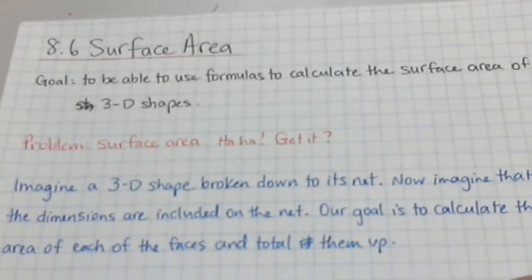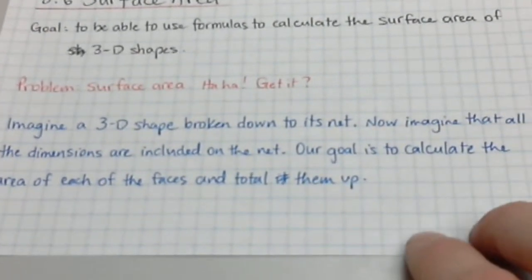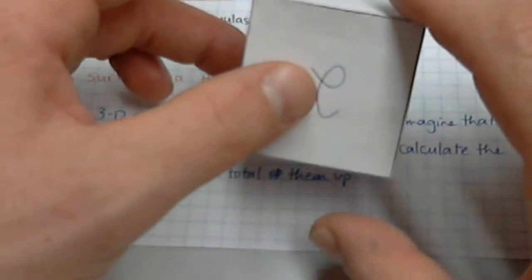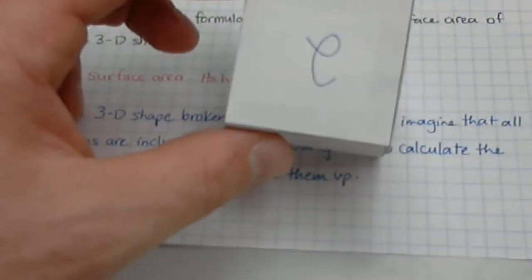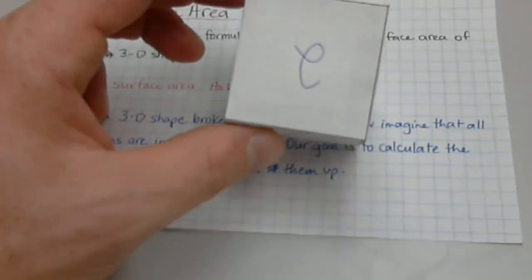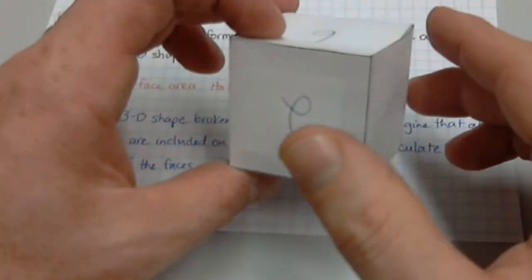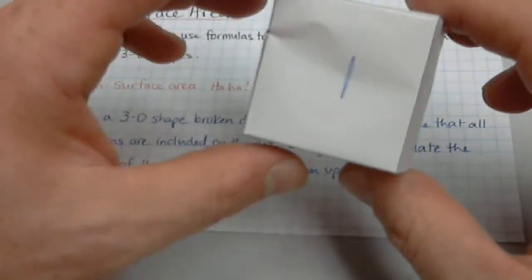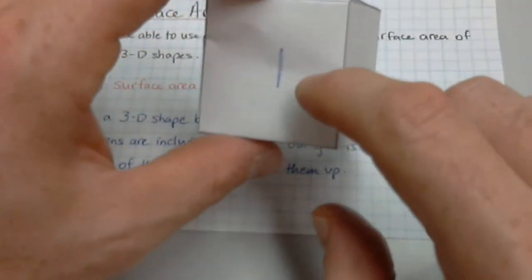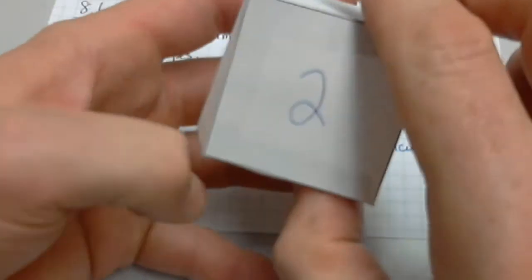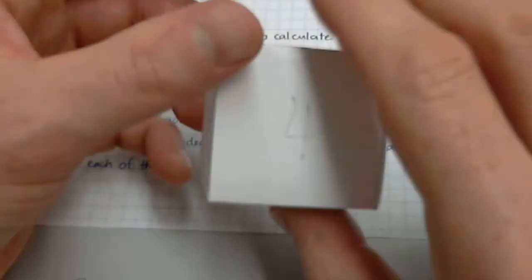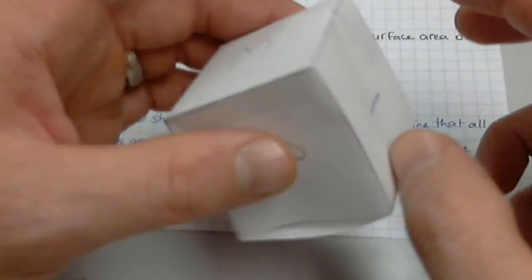One of the things that we do with surface area is we're going to imagine a 3D shape broken down to its net. So here is our three-dimensional shape, and we're going to break it down. That's a little bit easier to see. We're going to break it down into a net. Now if you notice, I numbered all the sides, and I know I did them opposite. So here's side 1, here's side 2, here's side 3, and side 4, side 5, and side 6.